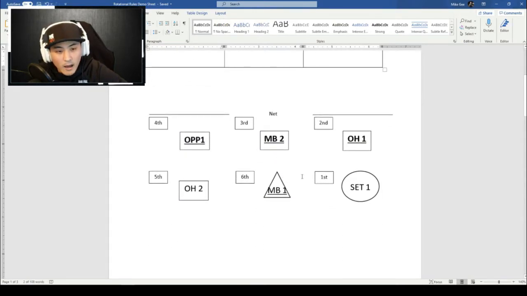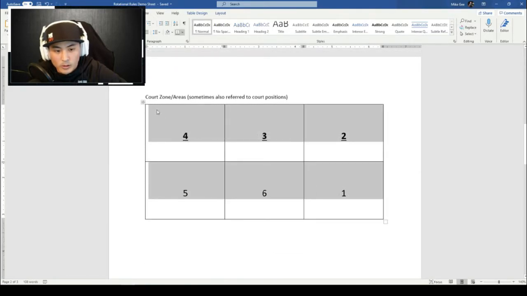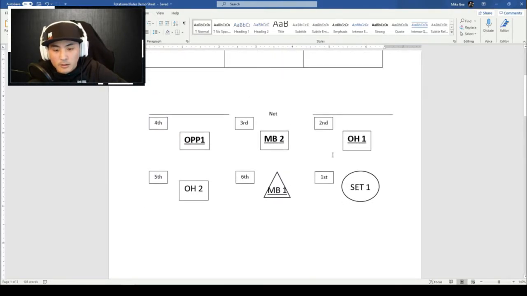And what I draw out for them are 2 things. I draw out for them the court zone area position map, and I put that on the whiteboard. And I also write out for them the service order.